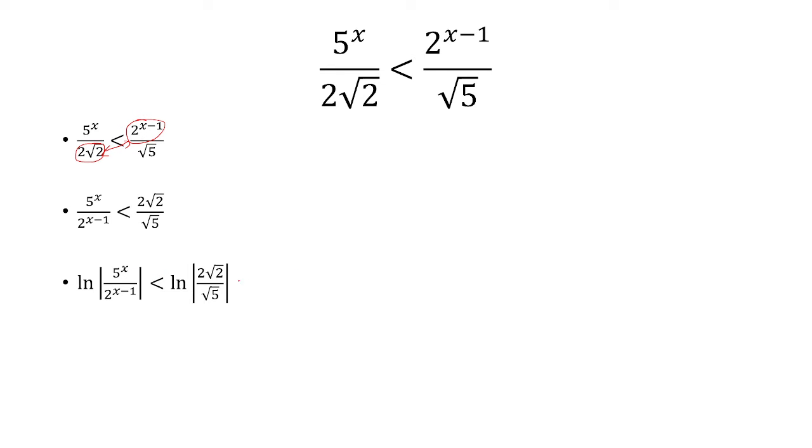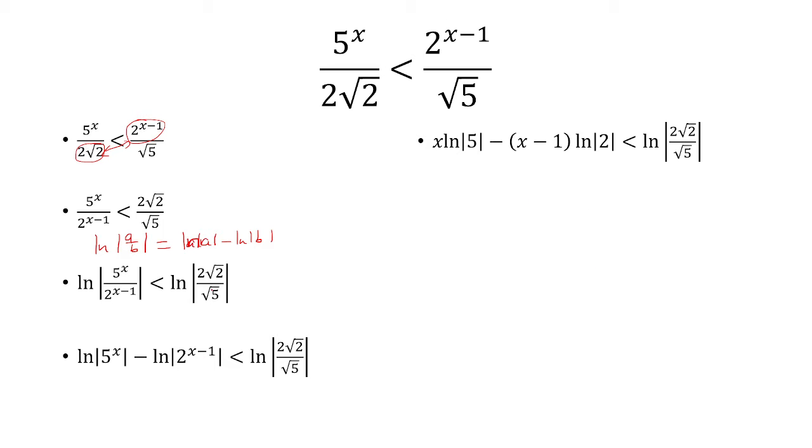We want to use a property that ln of a over b is the same thing as ln of a minus ln of b. So in this case, we have 5 to the x. That's going to be our a. 2 to the x minus 1 is going to be our b. So I split this up into two separate logs. And now, whenever you have ln of x to the n, that's just n times ln of x. So the exponent x and x minus 1 will go in front of the logs.